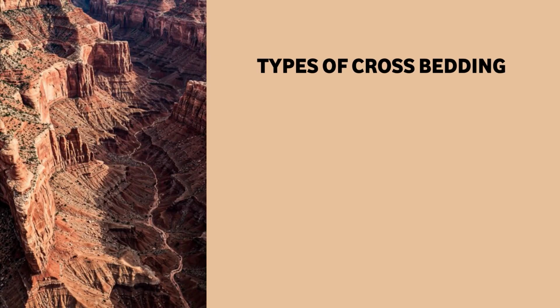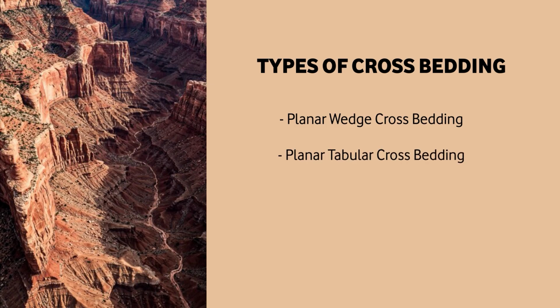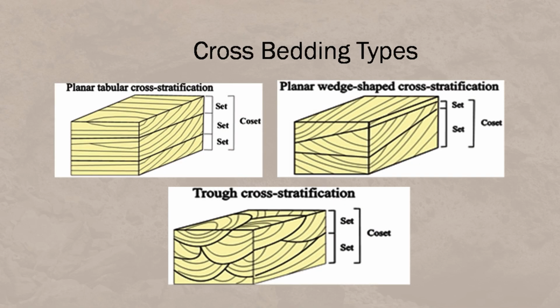On the basis of shape, the cross beddings are of three types: planar wedge cross bedding, planar tabular cross bedding, and lensoid trough cross bedding. This is all shown diagrammatically. The left side is the planar tabular cross bedding, on the right side the planar wedge shaped cross bedding, and the third one is the trough cross bedding.